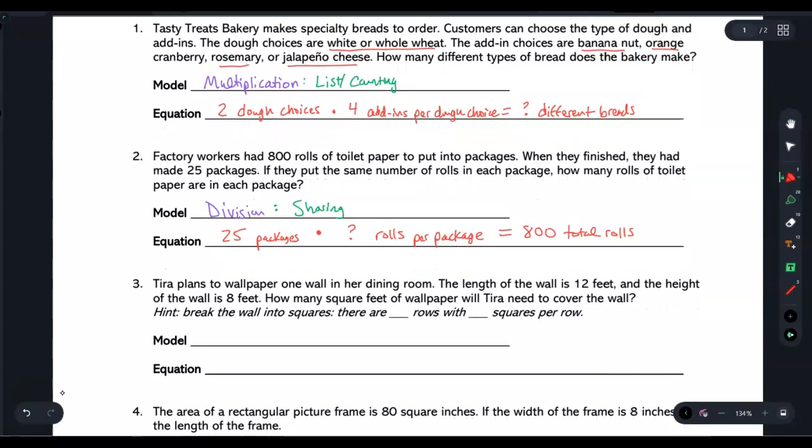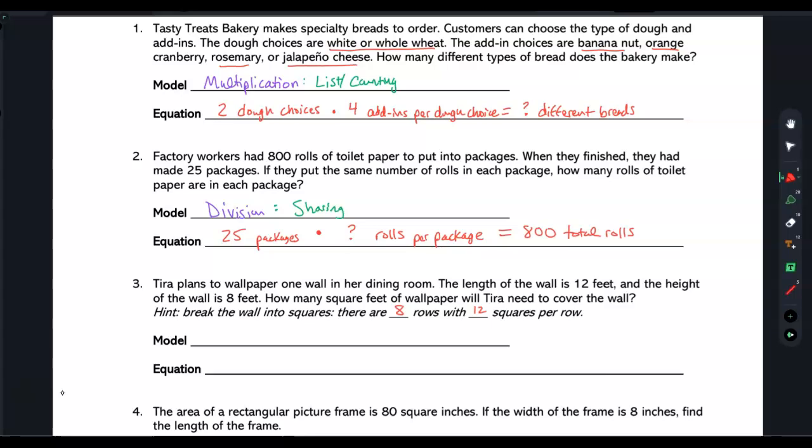All right, Tira plans to wallpaper one wall in her living room. The length of the wall is 12 feet and the height of the wall is 8 feet. How many square feet of wallpaper will Tira need to cover the wall? They're giving us a hint here to break the wall into squares and to say how many rows and squares per row there are. If I do need the help here, it wouldn't hurt to do a rough drawing and say, okay, I know the length is 12, I know the width is 8. So 8 would be the number of rows, and then 12 would be the number of squares per row. You can imagine, I'm not going to do it, drawing 8 rows and then putting 12 squares in each row.